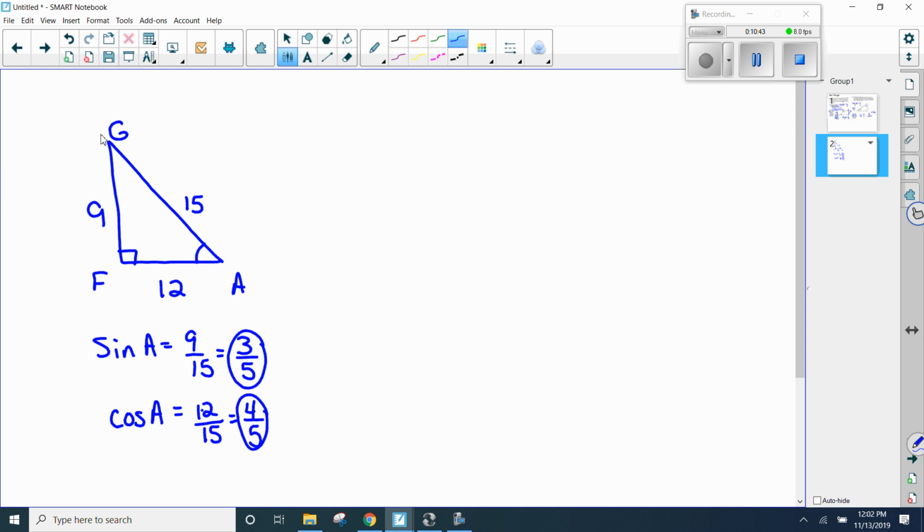Can you find the angle? If you were asked to find the angle, what would you have to do? You'd have to use your calculator. How would you type that? You would type it in like this.